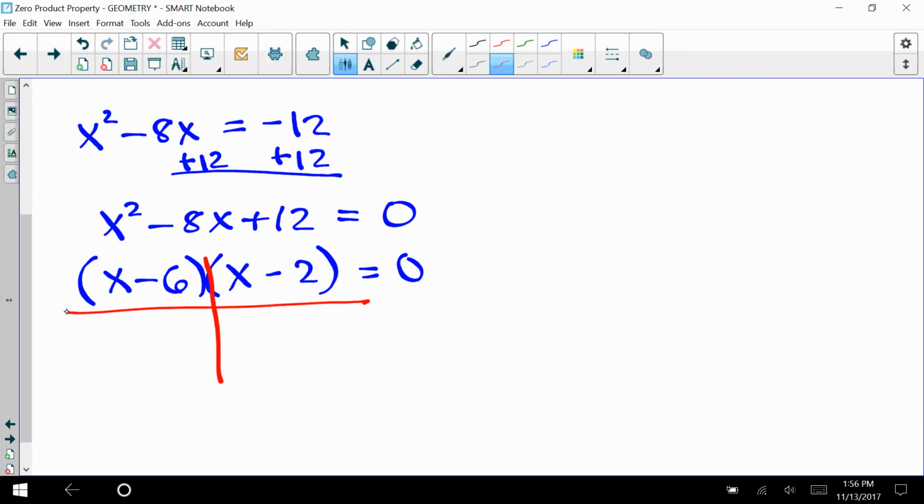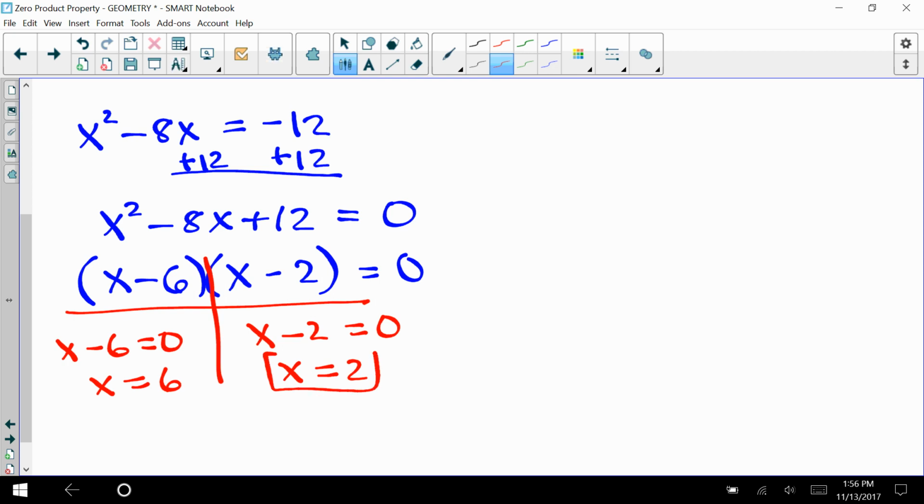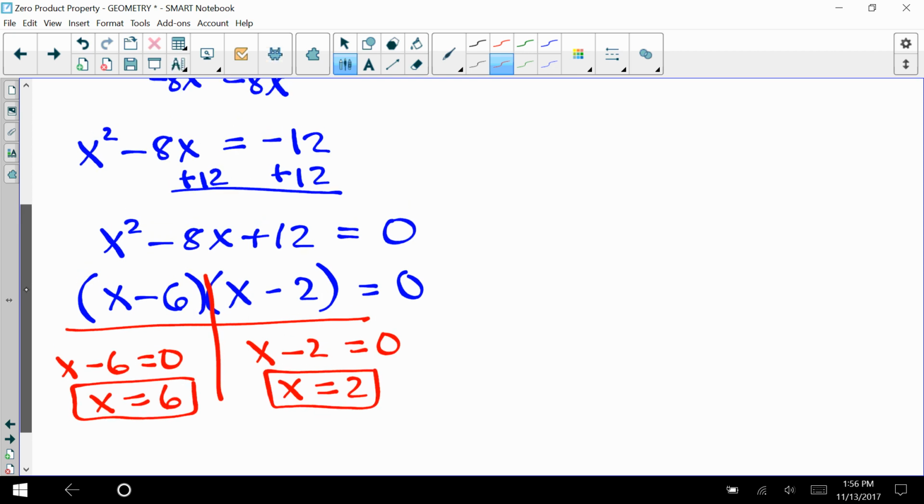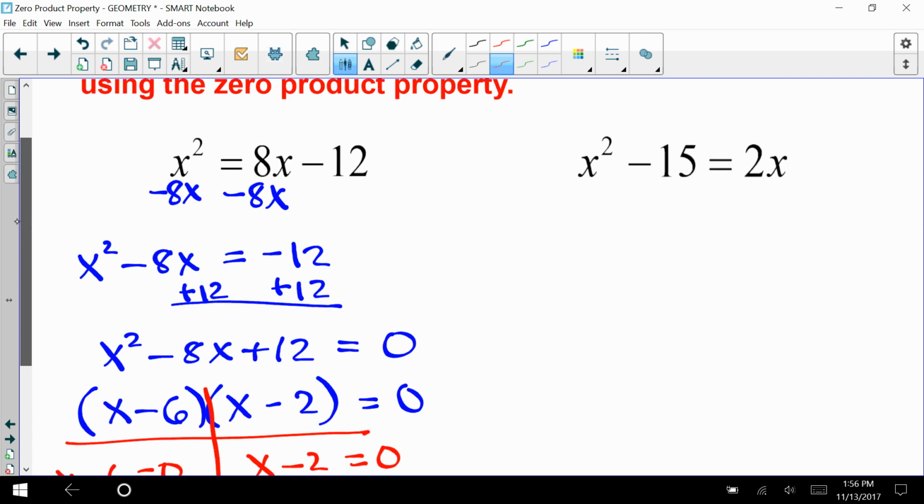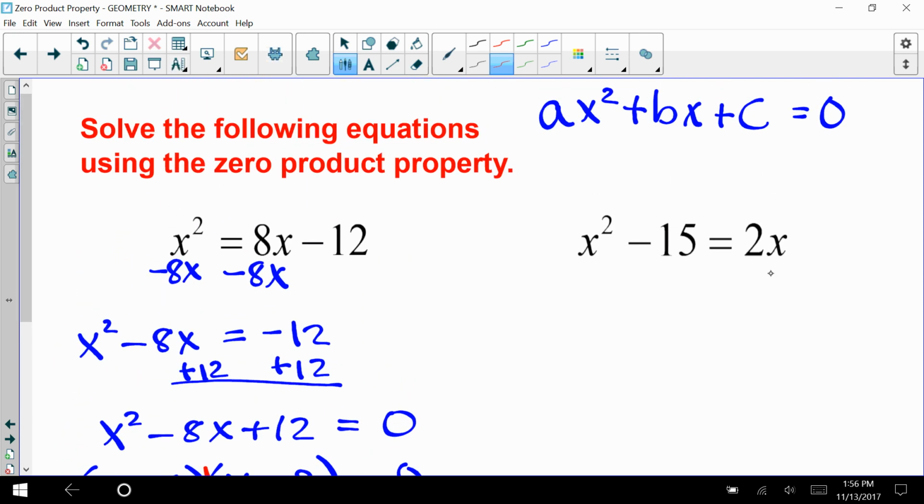Now, if we tee off and we say, all right, x minus 6 equals 0, what does the x equal? X can equal 6. And if we set x minus 2 equal to 0, then x can equal 2. So these are the two solutions for this equation. So let's look at this next one. We've got to subtract the 2x. So we got x squared minus 2x minus 15 equals 0.